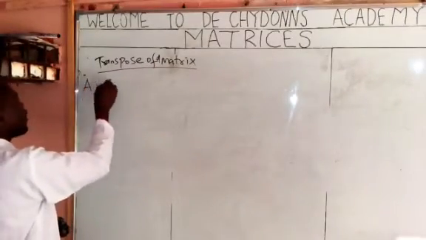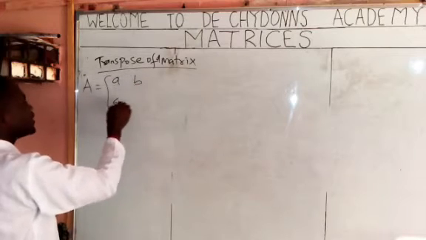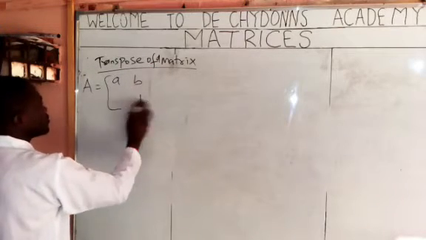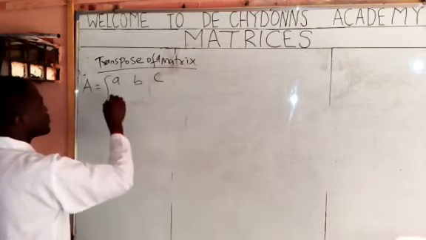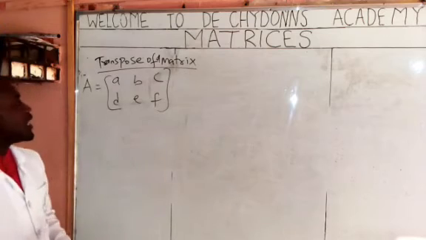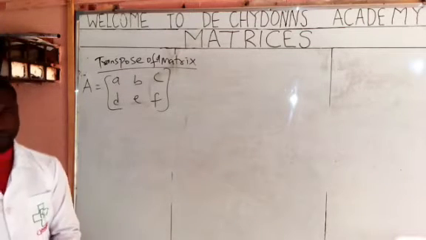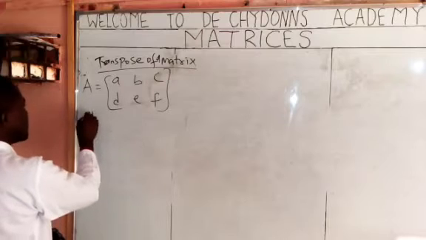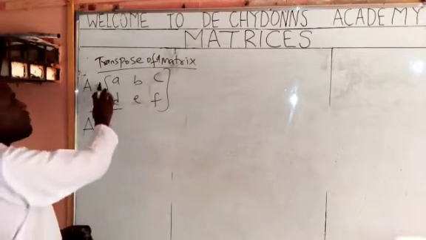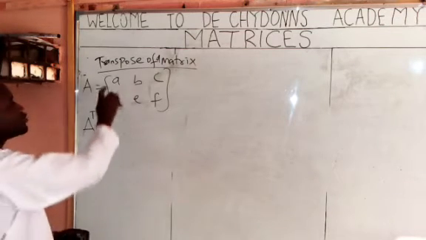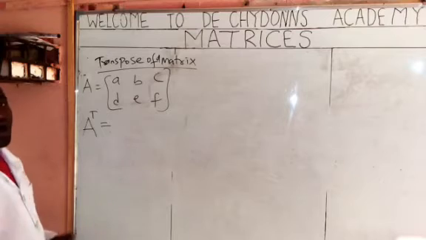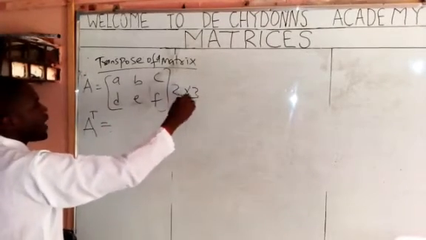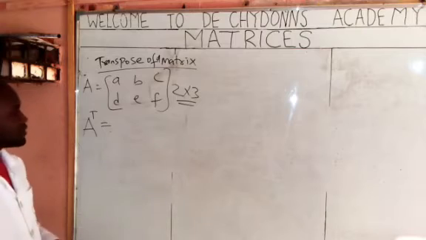Given matrix A equal to A, B, C, D, E, F. Then they say find the transpose of this matrix. Transpose of it is written as A^T equals to. Now, how many elements does it have? It has 1, 2, 3, 4, 5, 6 elements. Now, what is their order? The order is number of rows 1, 2, and number of columns 1, 2, 3. 2 by 3. This is the order of this matrix.